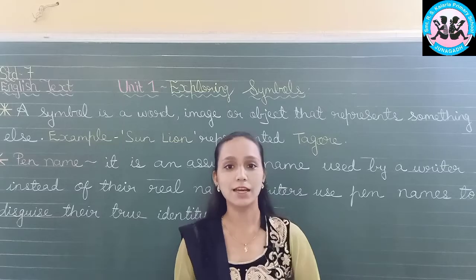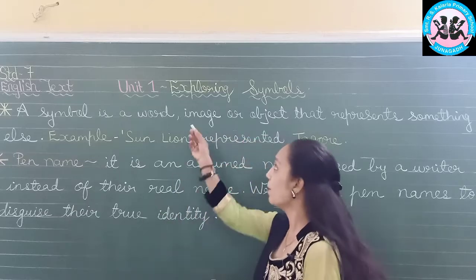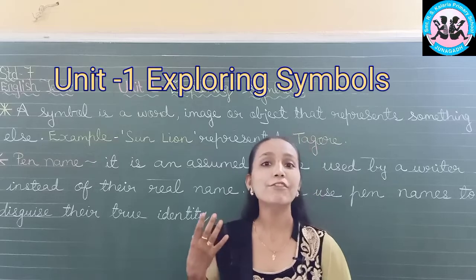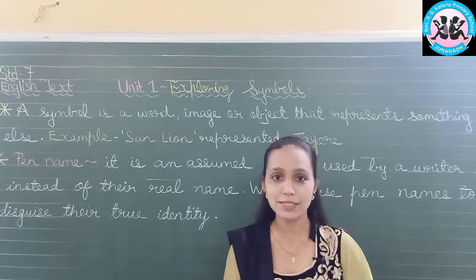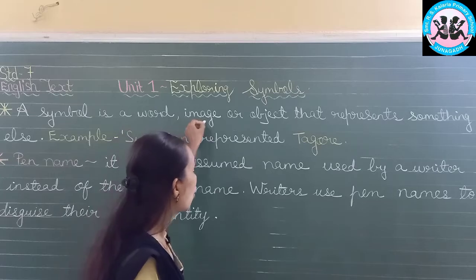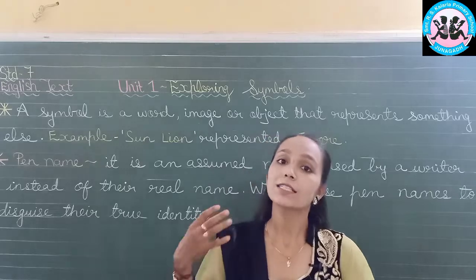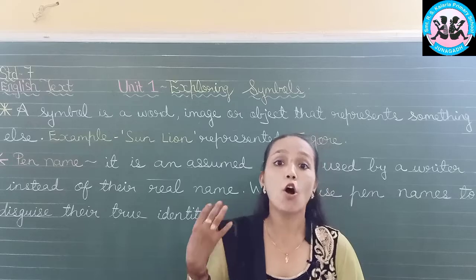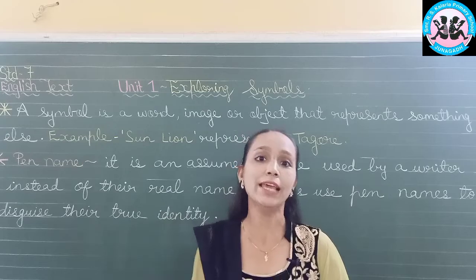Myself, Miss Zeenat Dhanani. Today we are going to study English text, unit number 1, Exploring Symbols. All of you must have heard about symbol. What is a symbol? What do you mean by a symbol? A symbol is a word, image or object that represents something else. A symbol can be a word, it can be an image, or it can be an object which represents something else. It stands for something else.